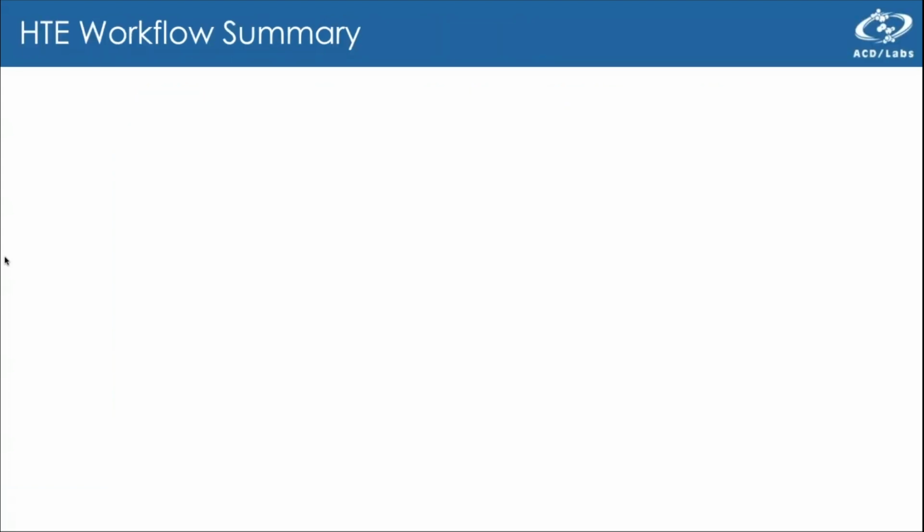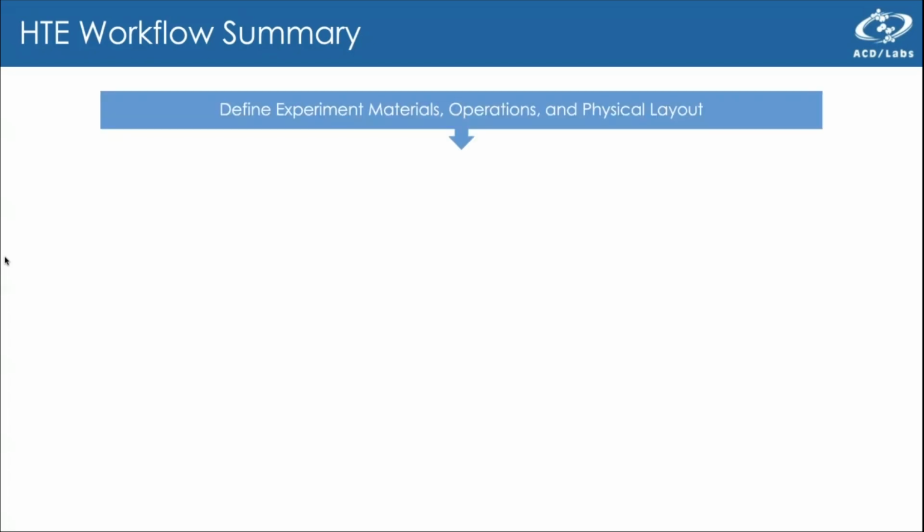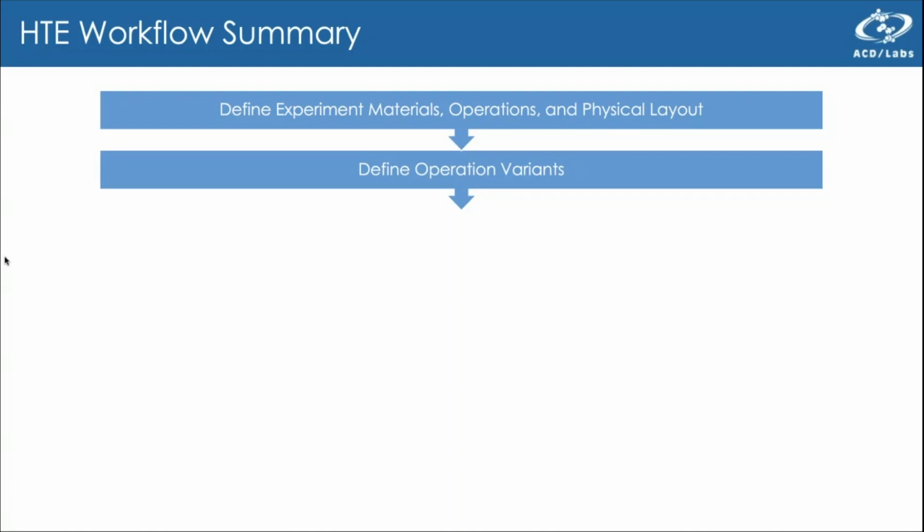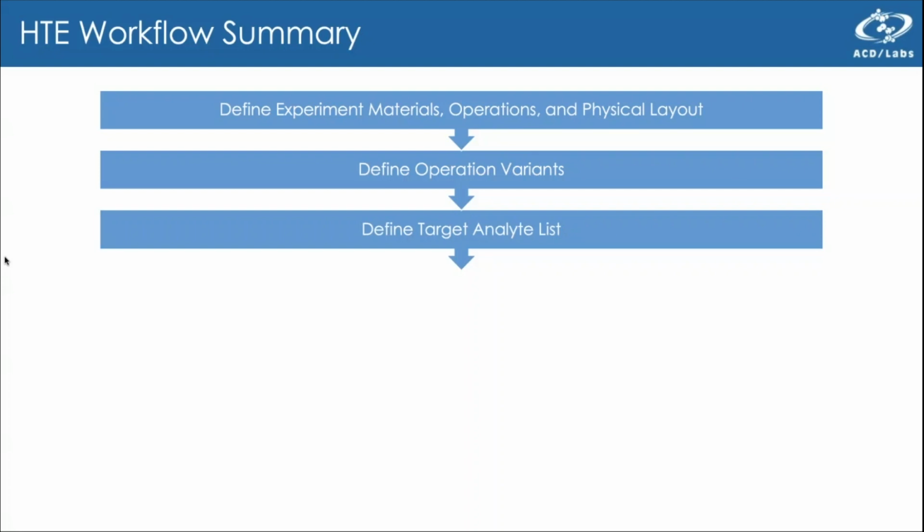So in terms of what we'll describe today, the challenge: the traditional high-throughput experimentation workflow flows, so to speak, as follows. We'll start with, as I described before, defining our experiment materials, their roles as well, along with operations and the physical layout. We'll define also our operational variants. For example, if we're going to run specific reactions at different temperatures or pressures or different time domains, we can prescribe that.